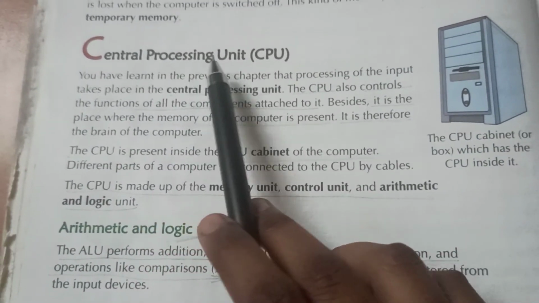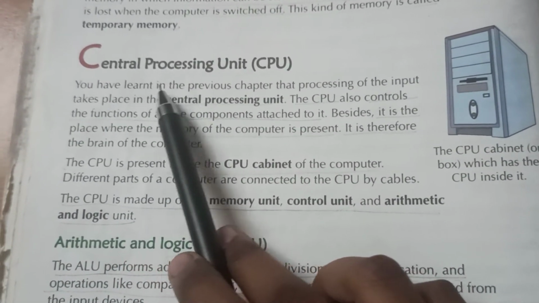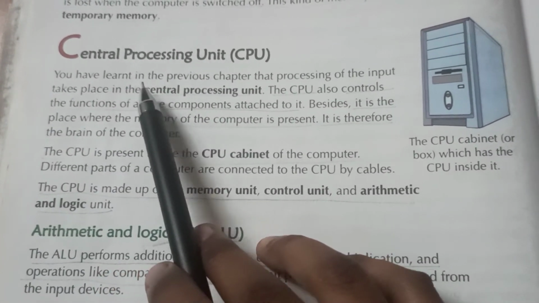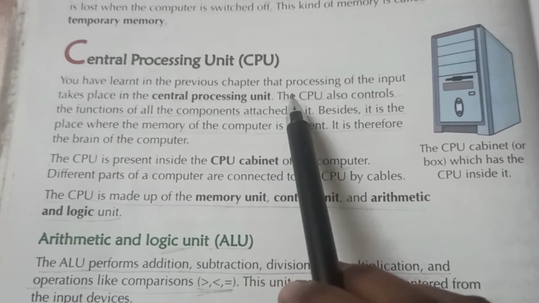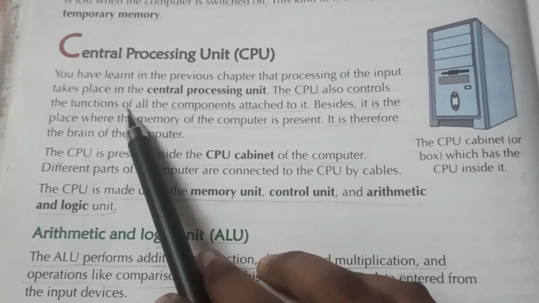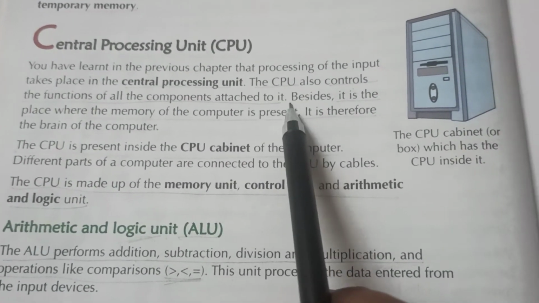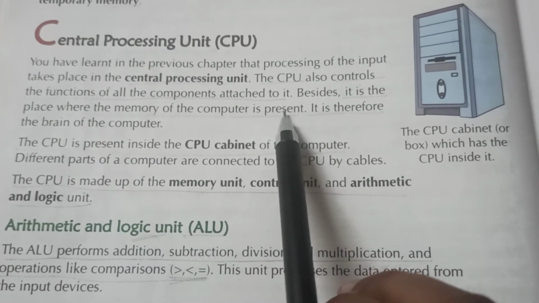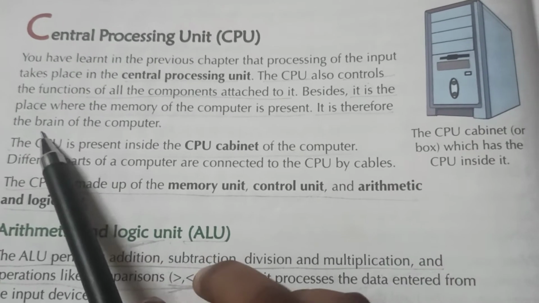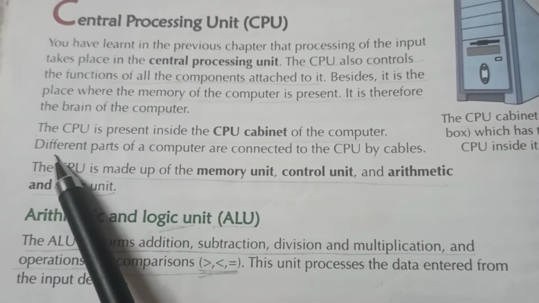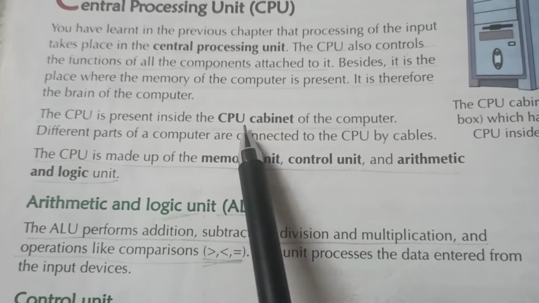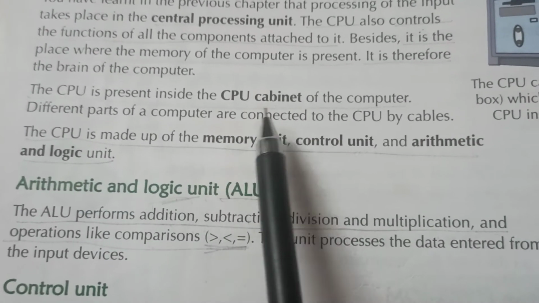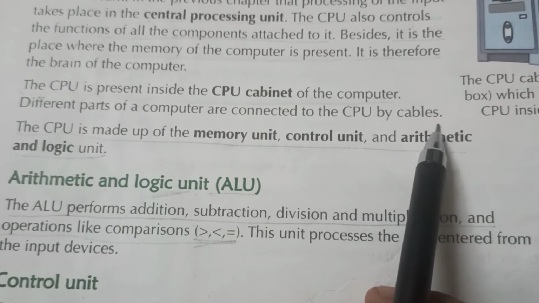CPU, Central Processing Unit. You have learnt in the previous chapter that the processing of the input takes place in the central processing unit. The CPU also controls the functions of all the components attached to it. Besides it, it is the place where the memory of the computer is present. It is therefore the brain of the computer. The CPU is present inside the CPU cabinet of the computer. Different parts of the computer are connected to the CPU by cables.